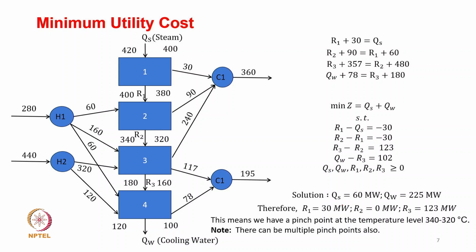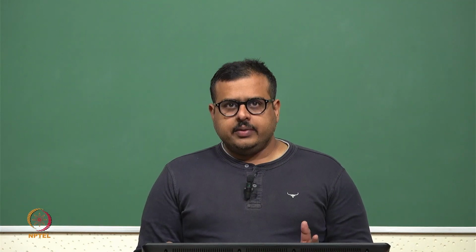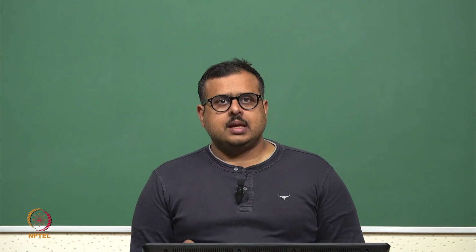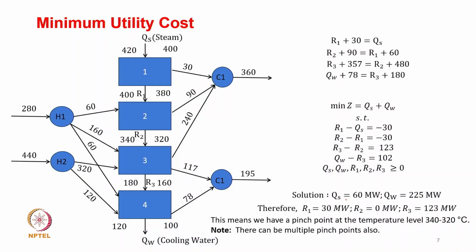So we are skipping the solution. The method of solution is something that you have learned earlier, and you may solve it. The emphasis here is how to formulate the problem. The solution strategy is something that you have learned in one of your earlier classes. So you will get QS as 60 and QW as 225. And once we get that, R1 to R3 could be easily found out. You substitute QS and QW over here, then you will get the corresponding R1, R2, R3.